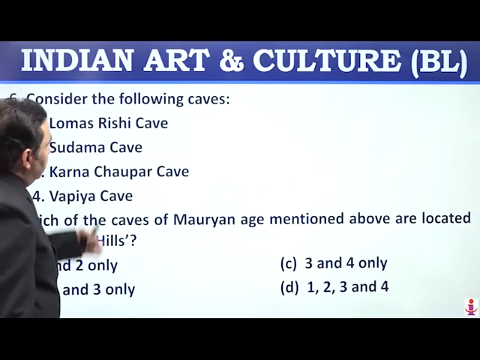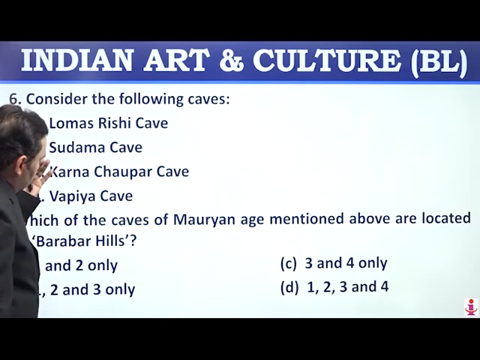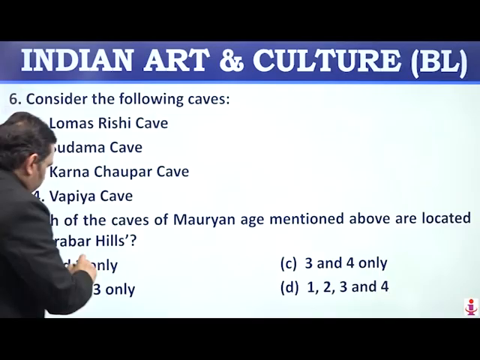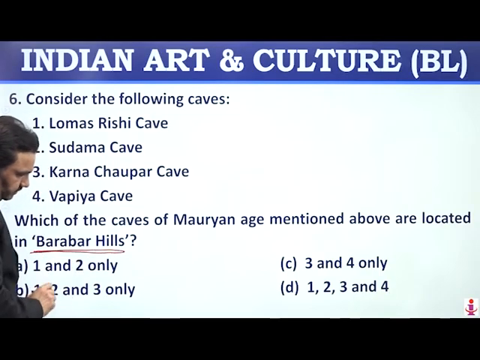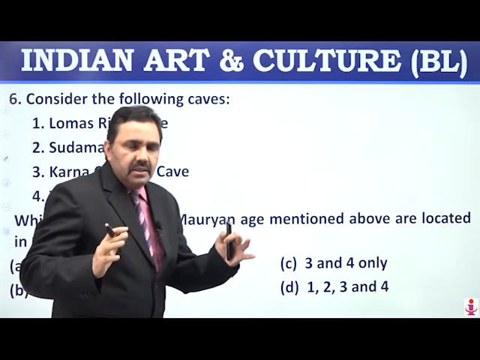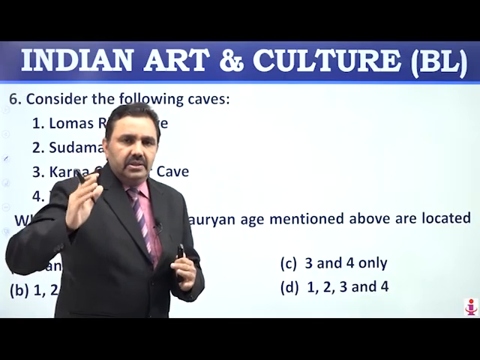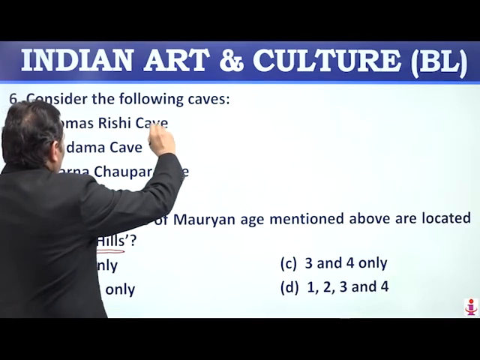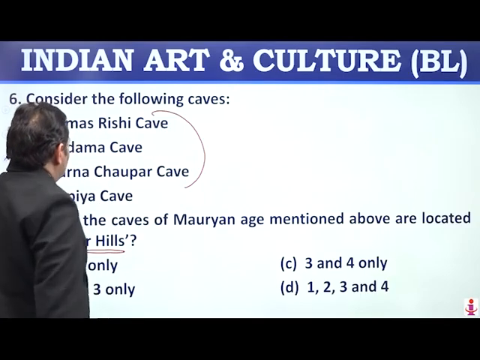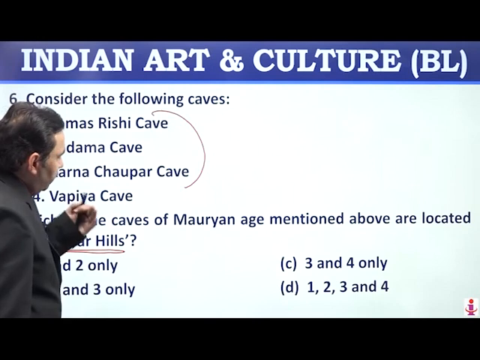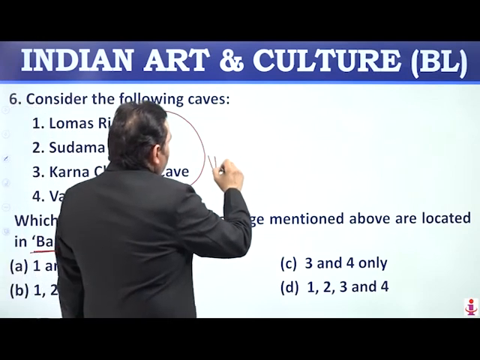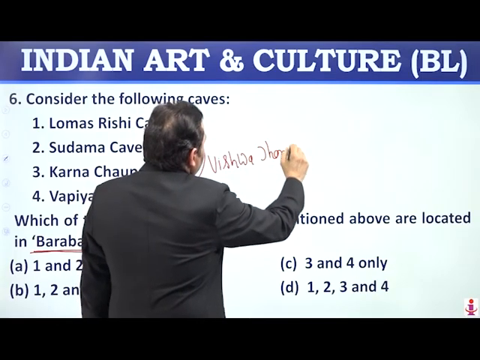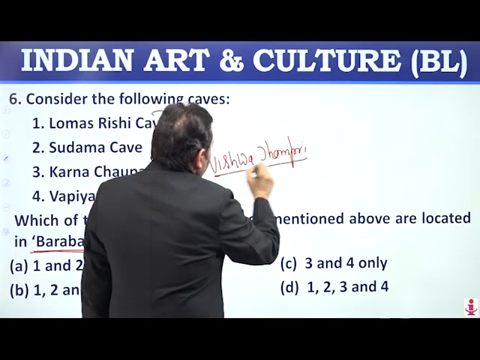Question number 6. Consider the following caves: Lomas Rishi, Sudama, Karna Chopar, and Vapia. Which of these caves of Mauryan age mentioned below are part of Barabar Hills? Barabar Hills have the caves cut during the reign of Ashoka. These caves, Lomas Rishi, Sudama cave, Karna Chopar, and this fourth one also, Viswa Jhopadi. There are 4 caves in Barabar Hills.